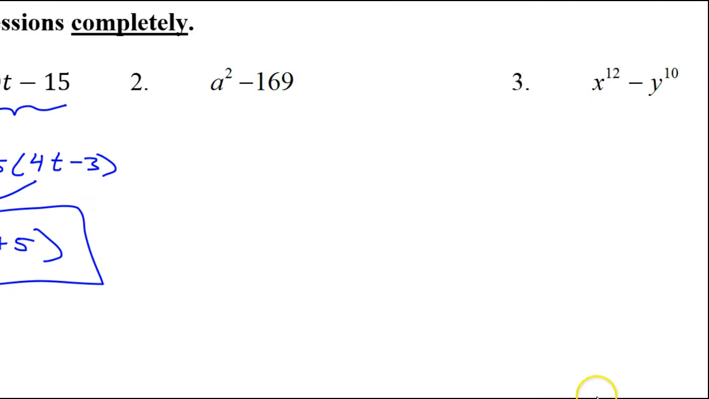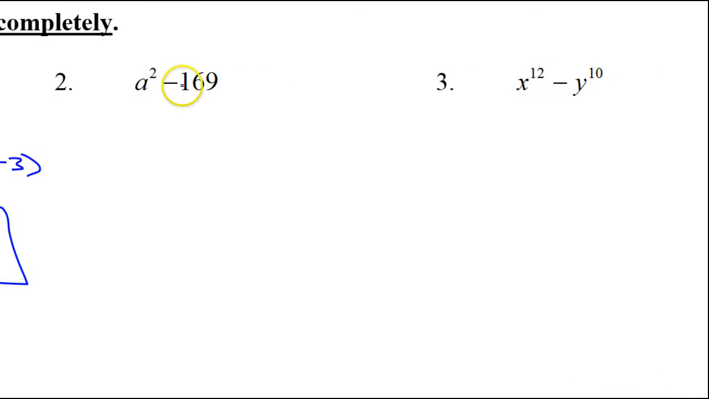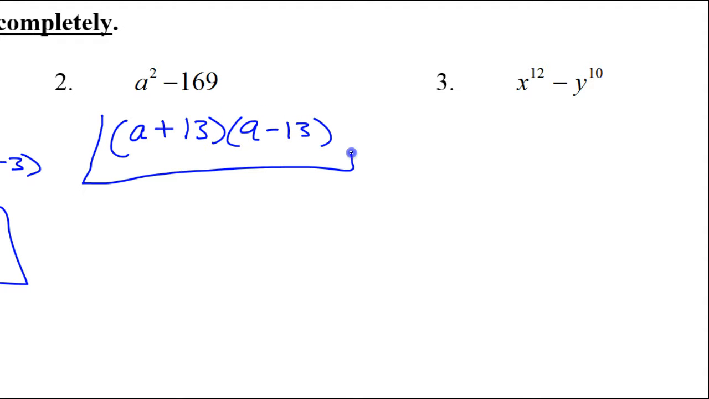Okay, number 2 is different. This is the difference of 2 squares. 169 is 13 times 13. So we have learned that you can factor the difference of 2 squares by doing, for example, a plus 13 times a minus 13. So that's it. This is just the difference of 2 squares pattern.